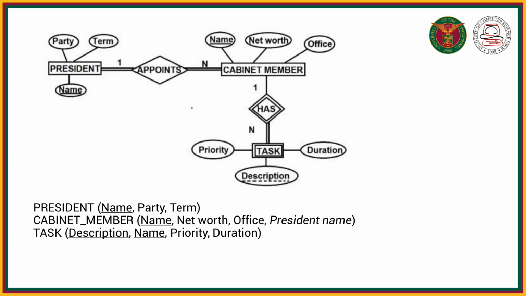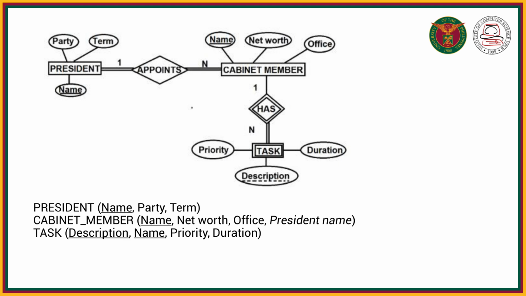So to translate this, first let's create a relation for president. So we have name, our primary key, party, and term. And then let's create a relation for our cabinet member. So we have here name, net worth, office, and then since this has a one-to-many cardinality with the president, we will copy the primary key of president as a foreign key in cabinet member. Since the cabinet member yung many yung cardinality. So tapos na tayo dito sa relationship na appoints.